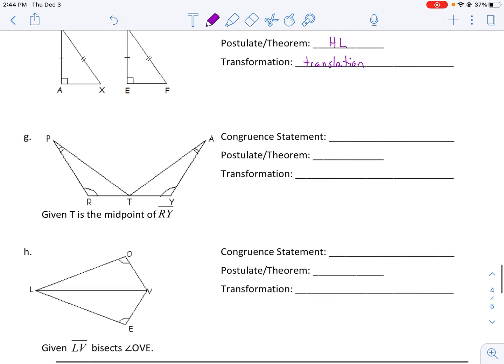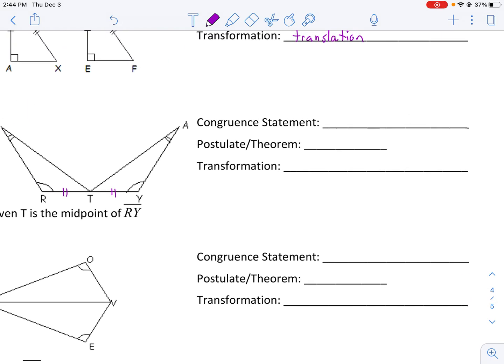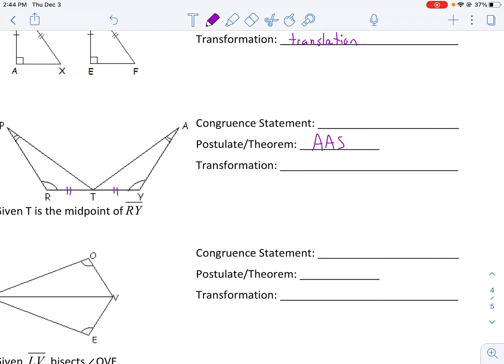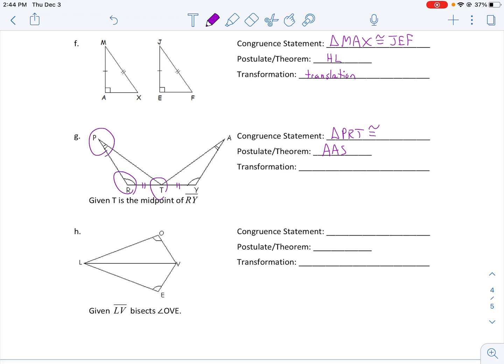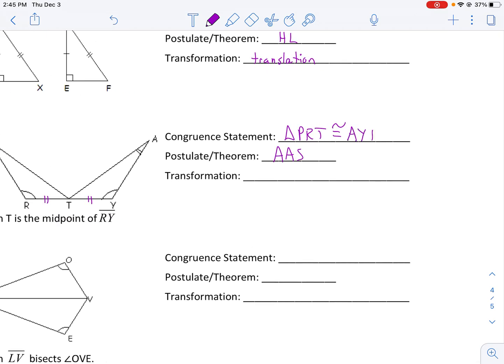Okay, and then G. It says T is the midpoint of RY. That tells us that these two are congruent. Okay, if those two are congruent, then what we have is angle, angle, side. Angle, angle, side, where those three pieces are congruent within the different triangles. So we have angle, angle, side. And we can say triangle PRT, let's say. So if I went PRT, then I got to go AYT. Remember, the corresponding parts have to be congruent. So AYT, and this one again is a reflection.